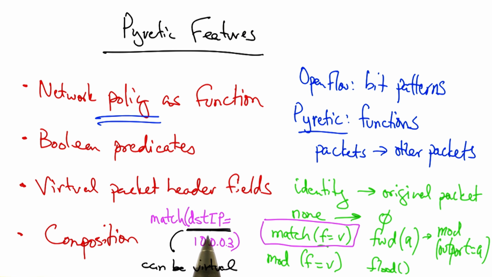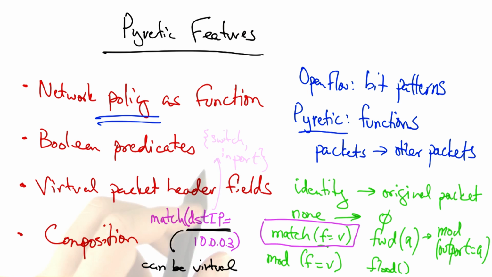In addition to the standard packet header fields, Pyretic offers the notion of virtual packet header fields, which is a unified way of representing packet metadata. In Pyretic, the packet is nothing more than a dictionary that maps a field name, such as the destination IP address, to a value.